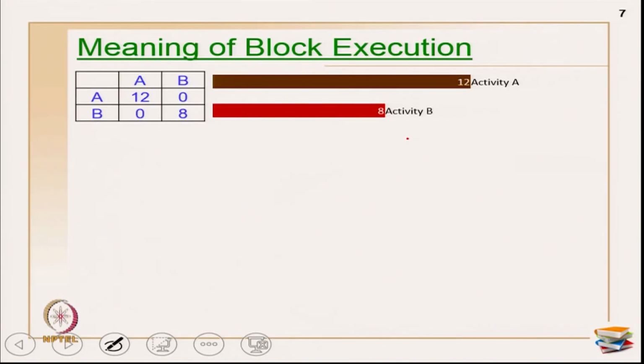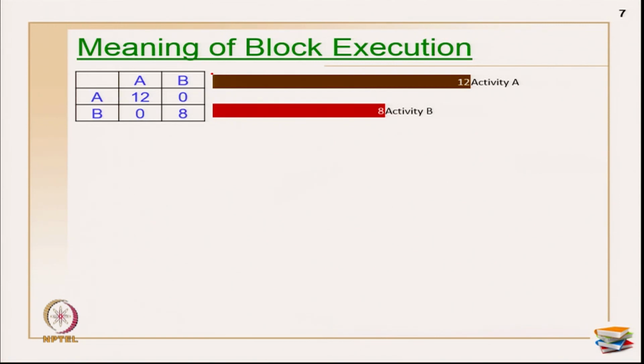So, I am having a block, I have taken a very hypothetical example. A and B are 2 activities, duration for A is 12, duration of B is 8. And I have used 0 as the relationship between the 2 activities. 0 implies there is no relationship between A and B. So, I have put 0. Suppose you want to have a minimal value in the duration, then you may have to put 0.1 or something if you want to show the repetition.